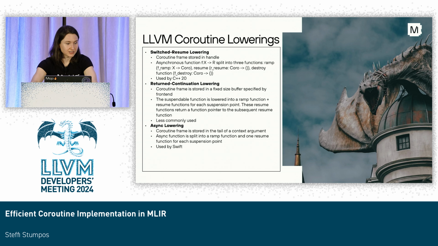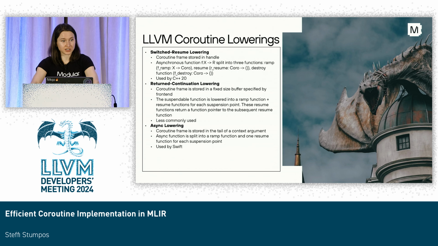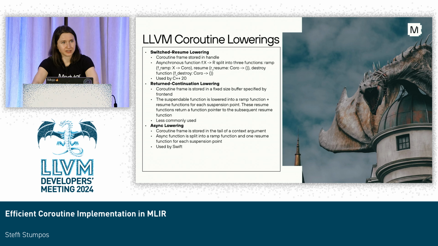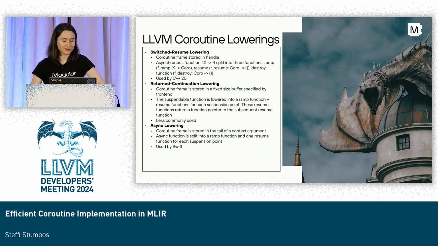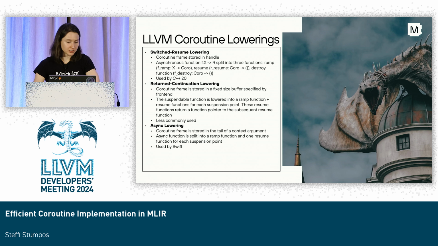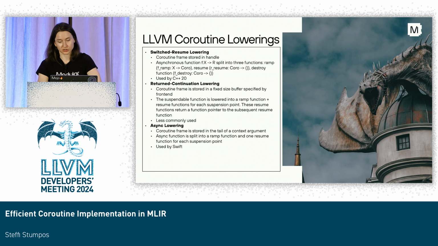The front end also has to specify the size of the fixed buffer that you send to each resume point. We don't really want the front end to define that. We also don't want a resume function for each suspension point. This is a much less commonly used lowering, so it's not really tested by usage, so we didn't look into that one. The async lowering is used by Swift. That is similar to return continuation in that it has multiple resume functions, 1 for each suspension point, but it is also closer to switched resume in that the frame is stored in a context that's passed to each resume function.